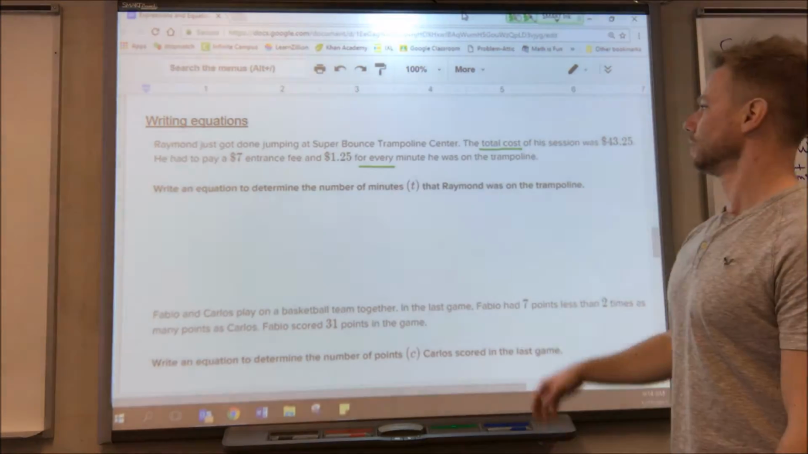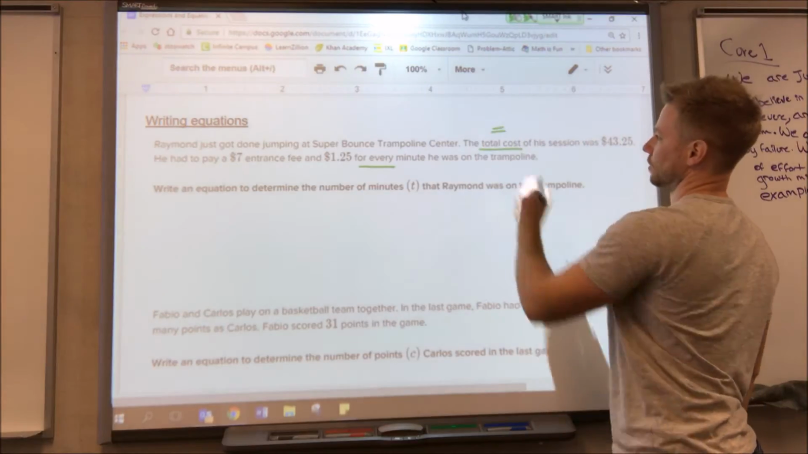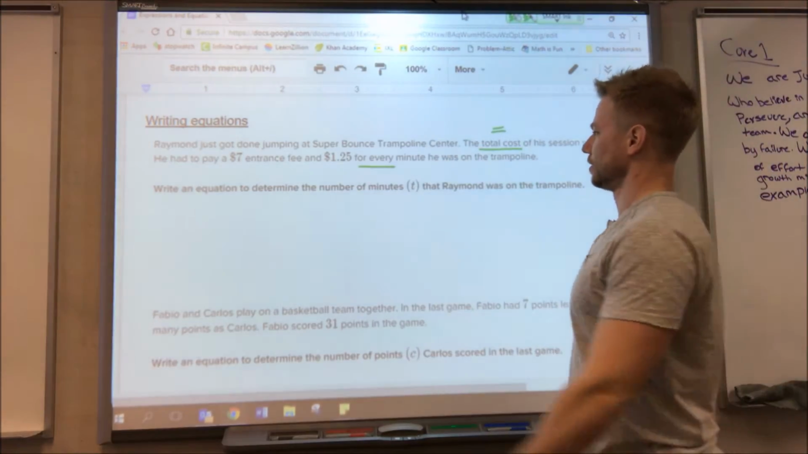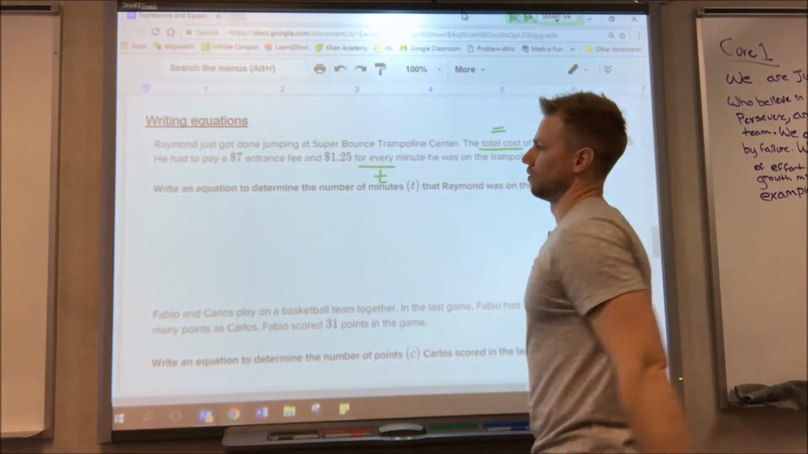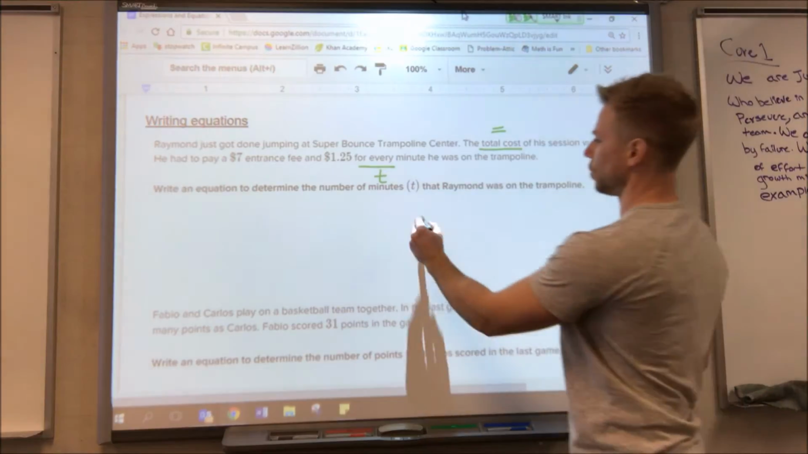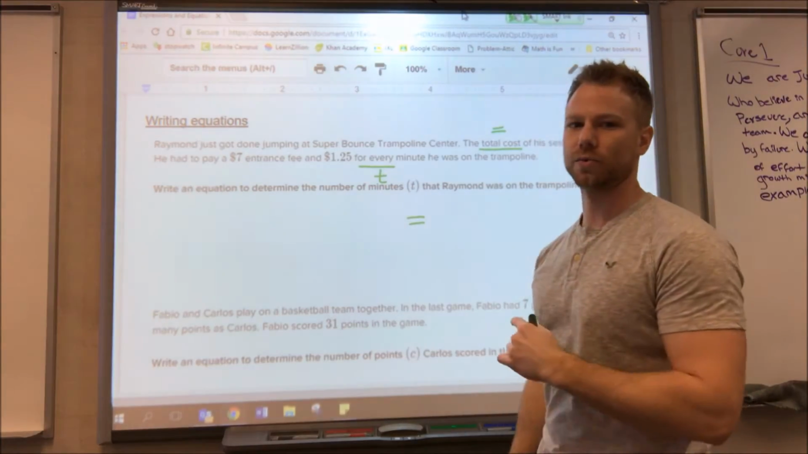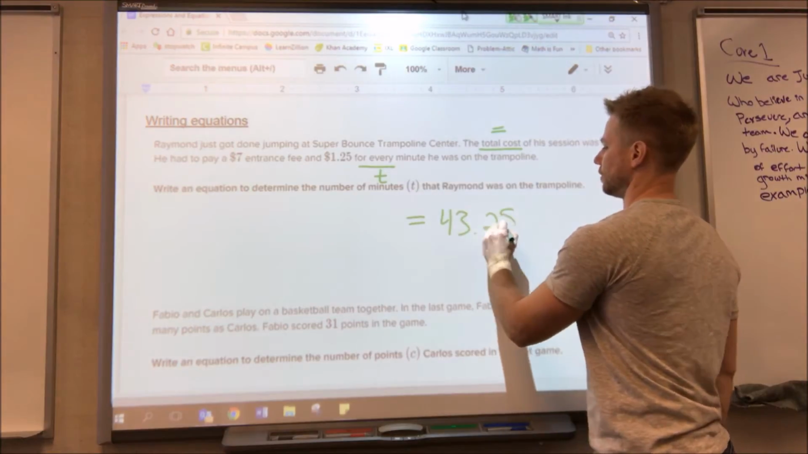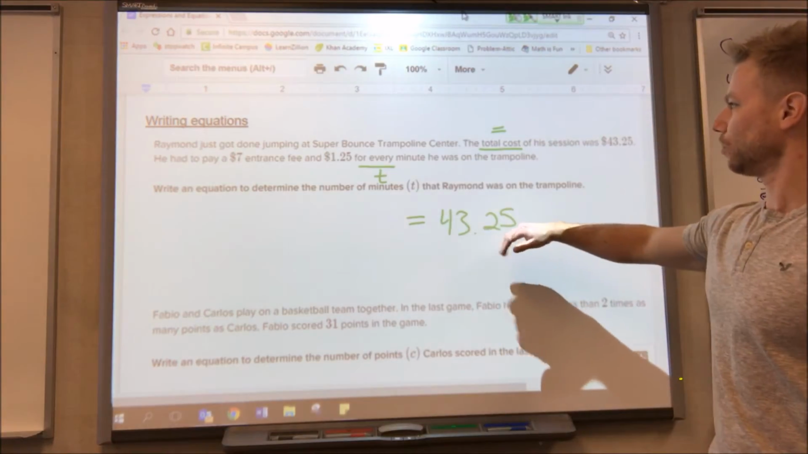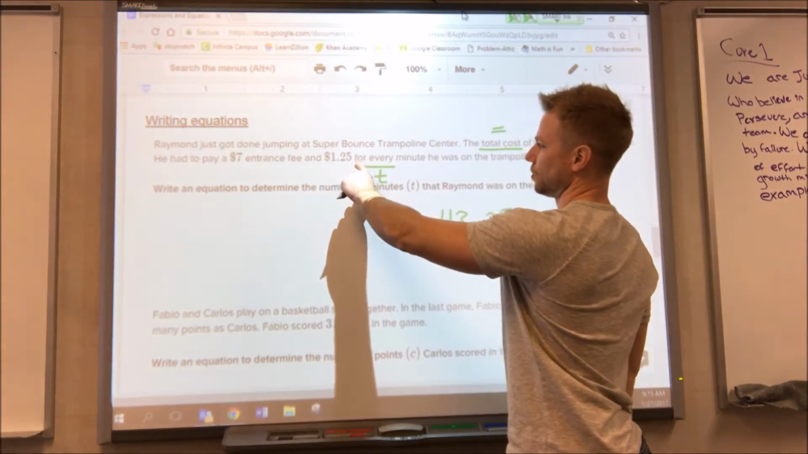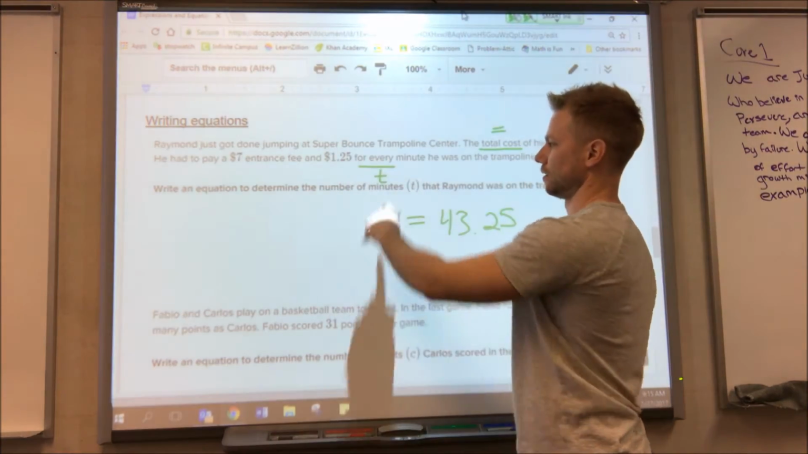Okay, another key word. So this total cost is going to tell us what it equals, and for every is going to tell us where our variable needs to be. Okay, so his total cost, we're going to put on the right side, is $43.25. Okay, what makes up that total is a $7 entry fee and $1.25 for every minute.